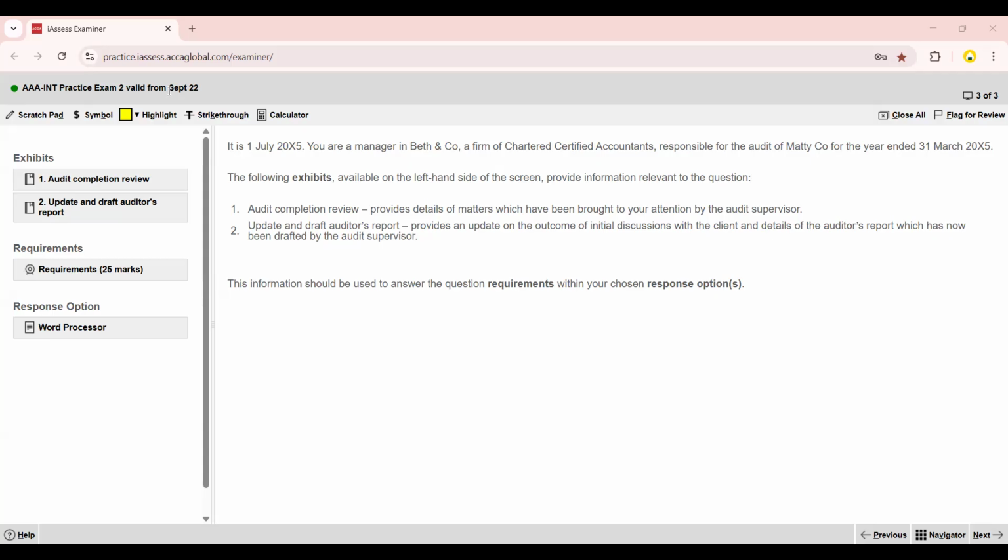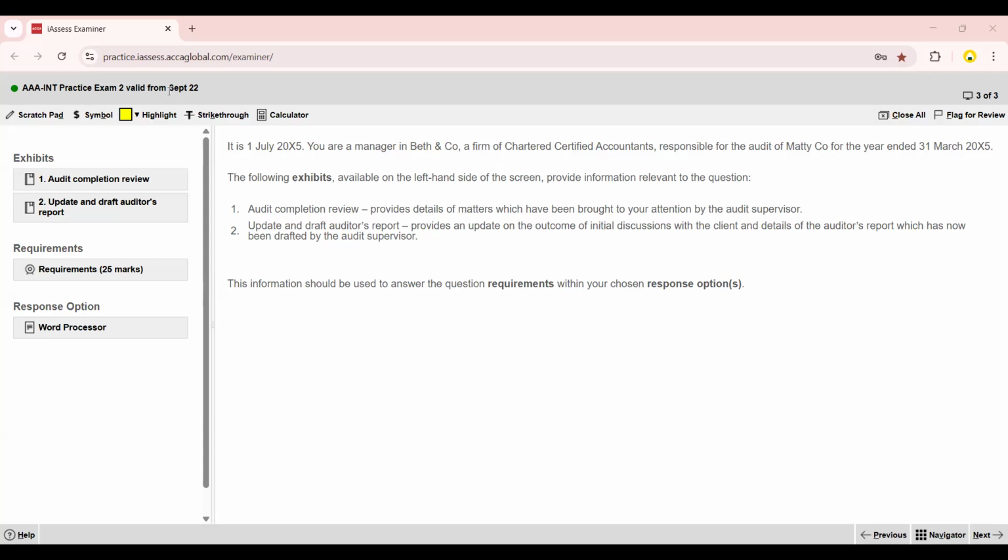Let's start today's lecture. This is question number 3, practice exam 2. It is 1st July 2005. You are a manager in Beth and Company, a firm of chartered certified accountants, responsible for the audit of Matty Company for the year ended 31st March 2005. The following exhibits available on the left-hand side of the screen provide information relevant to the question. Exhibit number 1, audit completion review. It means the audit has been done.